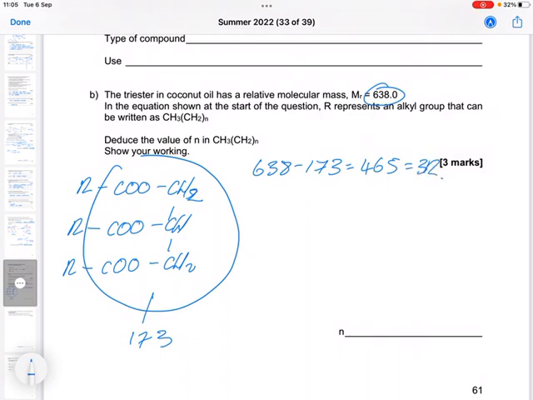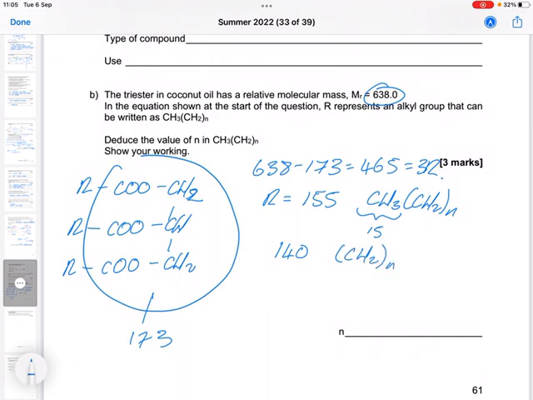So if I divide that by 3, one R group has an MR of 155, and that R group is CH3 and then CH2Ns. So this bit here is 15. If I take 15 off, that leaves me with 140, and 140 is equal to CH2N. And this bit here is 14. So how many 14s do I need to make 140? I need 10 in there. Okay, so it's all about taking things away and just chipping away at it until it becomes something that you can work out.